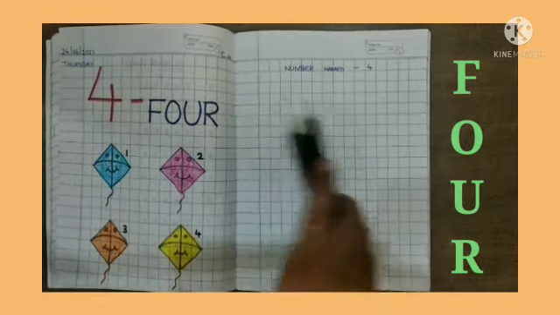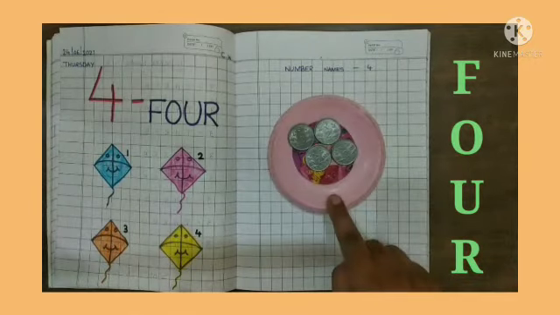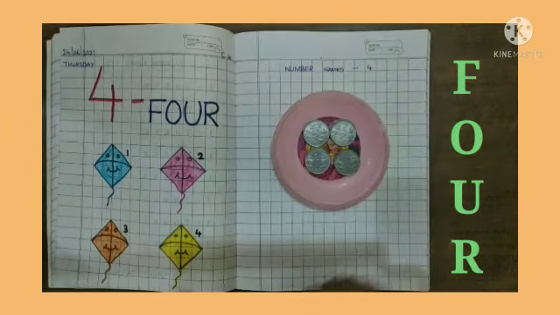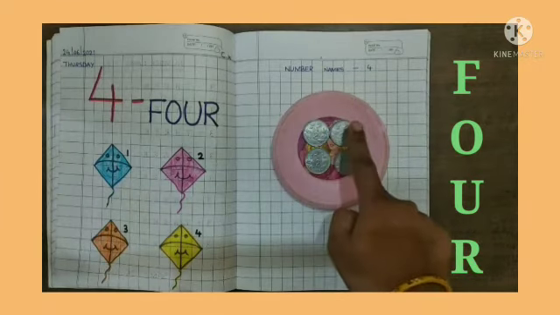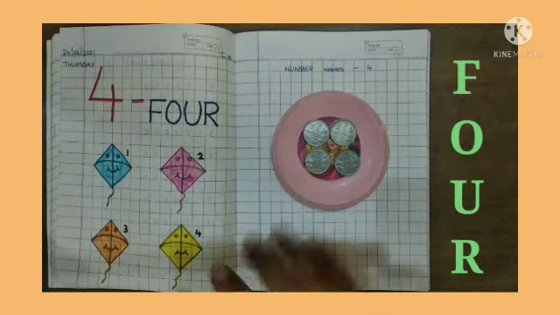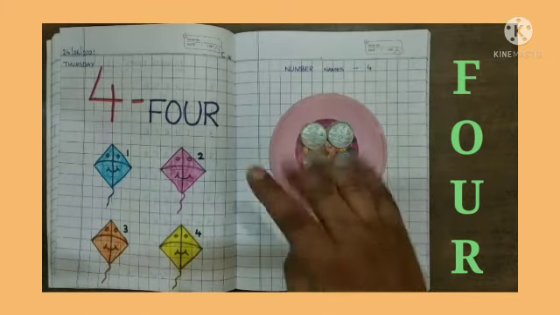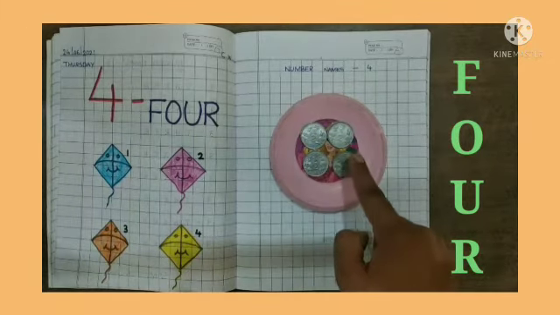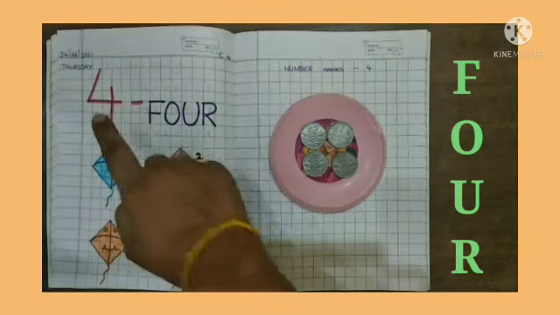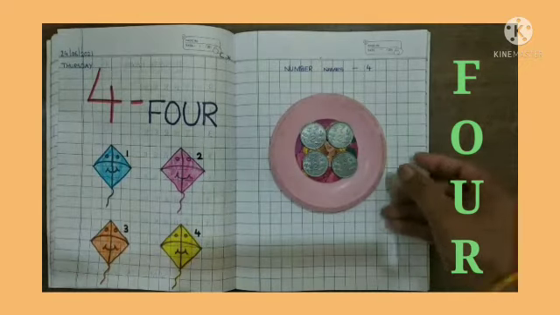4. I have one more example for you. See, what is this? A plate. In this, coins are there. How many coins are here? 1, 2, 3, 4. How many coins are here? 4. Here, I kept 4 two-rupee coins. Why? Because we are studying about number 4. That's why I kept 4 coins here. Clear to everyone?